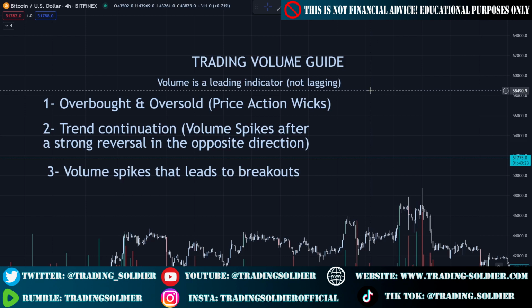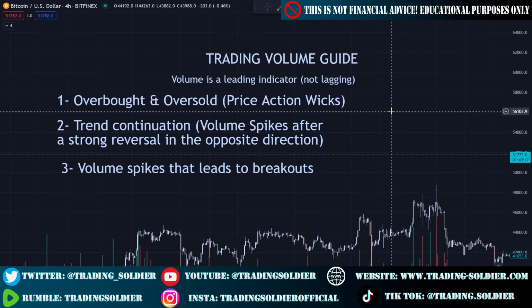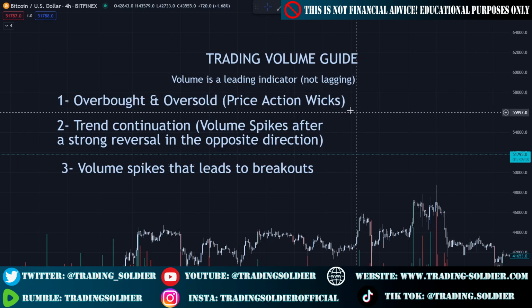So for trading with volume as an indicator, we need to have in mind three main scenarios, okay? The first scenario is when the volume indicates an overbought or oversold state of the price, okay? This obviously goes hand in hand with price action, let's say with a price action indication, okay?